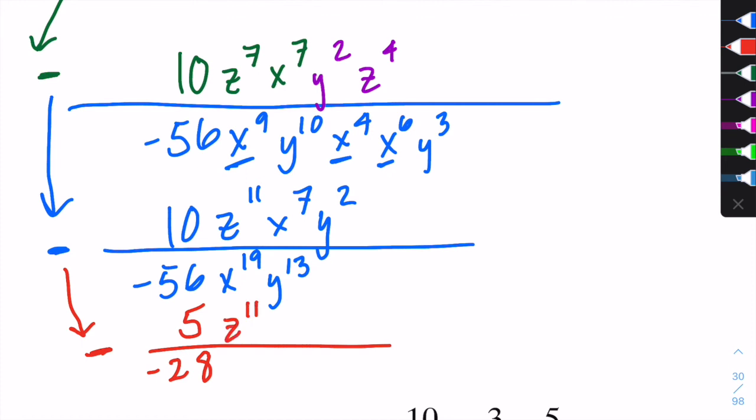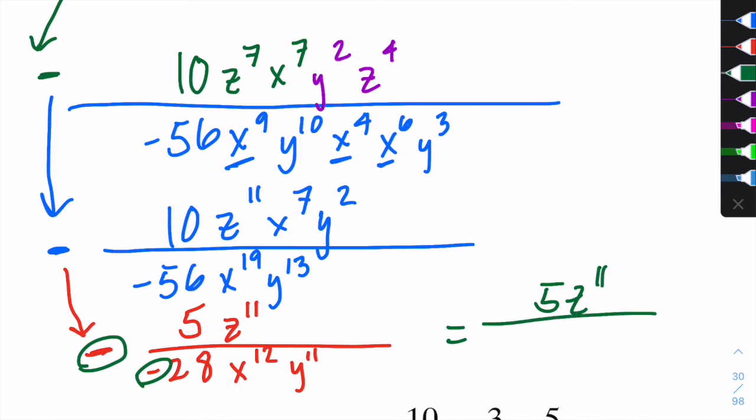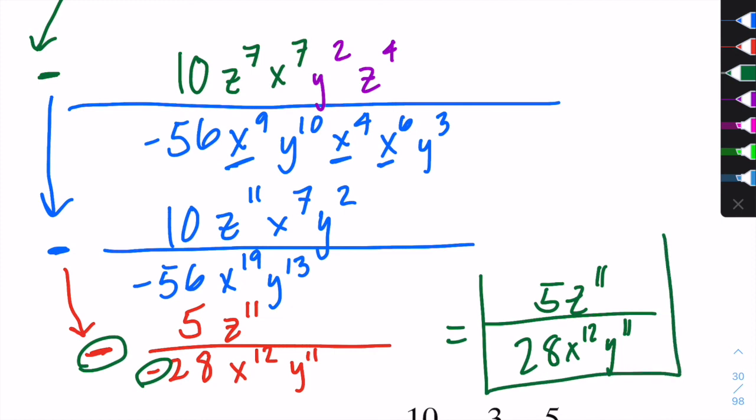All right, so z to the 11th, x to the... Well, look, there's some on top and bottom. There's more on the bottom, so it's really going to be x to the 12th on the bottom. And y, there's some on top and bottom, so there's actually 11 more on the bottom. The last thing we should really do here is think that we've got these 2 negatives that are going to clean themselves up. They'll cancel out, and so our final answer, 5z to the 11th over 28x to the 12th, y to the 11th.